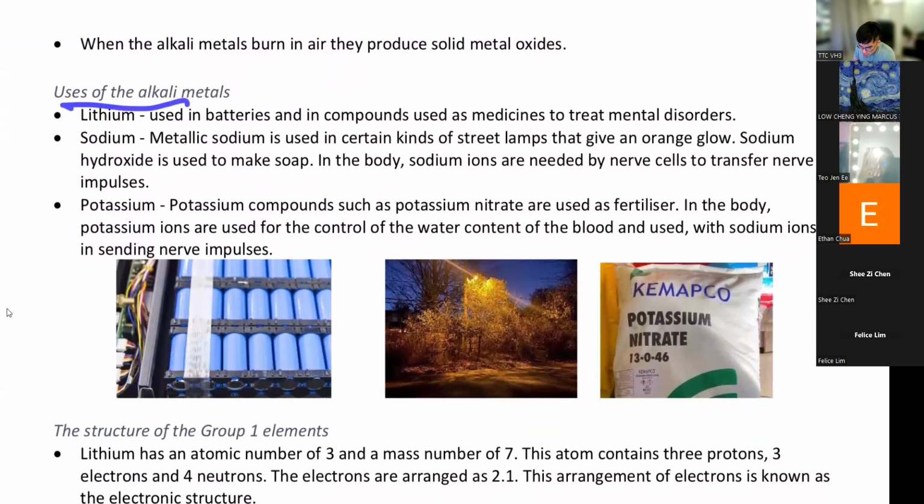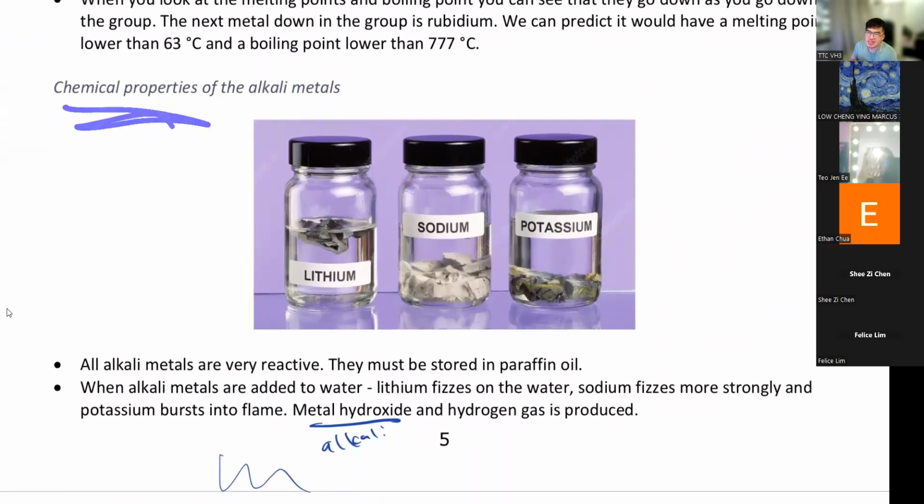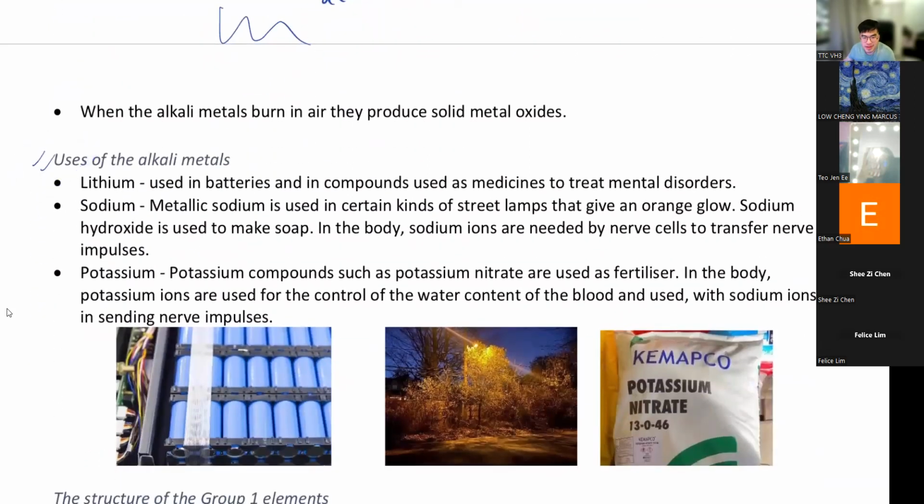Okay, I want you to focus here. Try not to focus too much on the chemical properties, because this is not really your level. All right, so what you want is this.